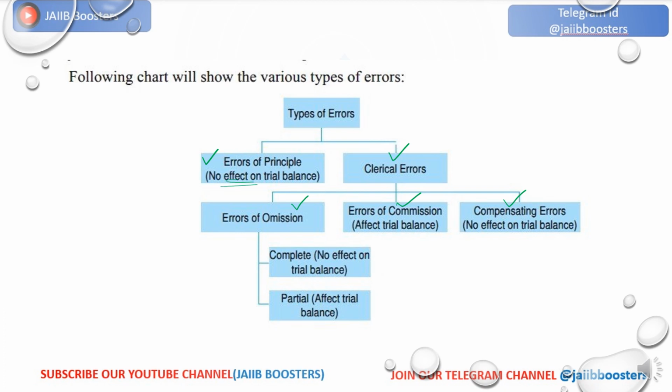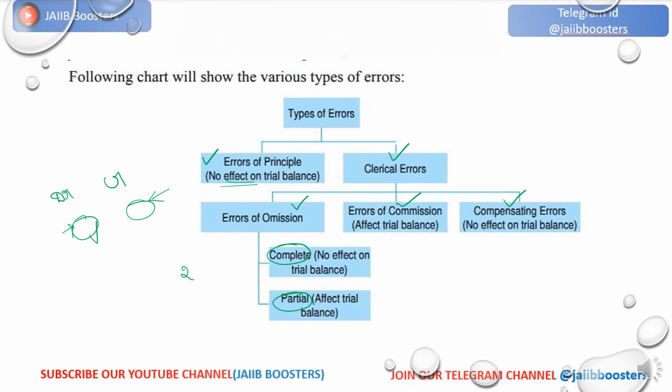Okay. But in errors of omission, there are two types of omission: complete omission and partial omission. In complete omission, there is no effect on the trial balance because an entry hasn't been done in the debit side, and also in the credit side it hasn't been done. So there is a complete omission of that.